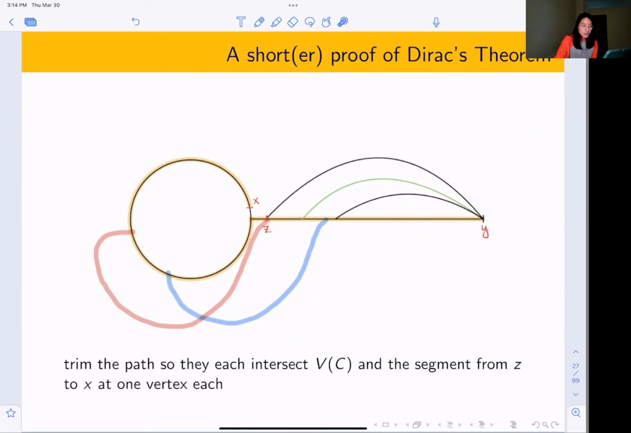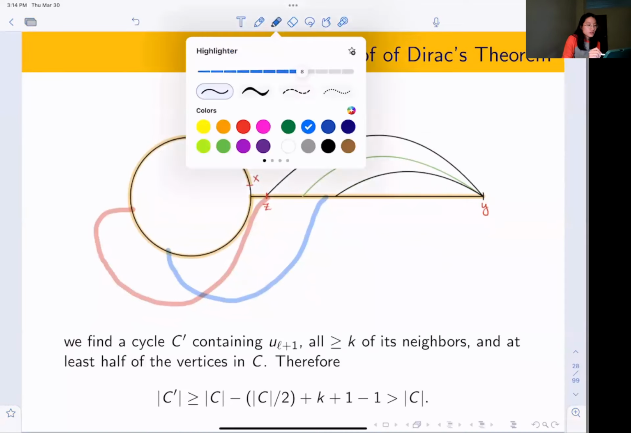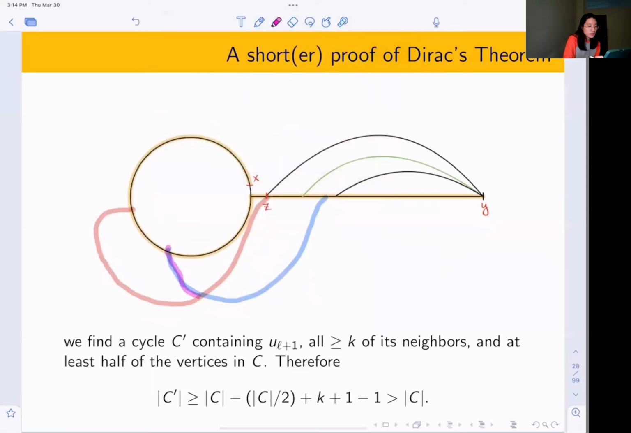Okay. So now we claim that we can find a cycle which contains the last vertex Y, as well as all of its neighbors. So let me draw the cycle. I take this path, I go all the way to Y, and then I go to the neighbor of Y that appears as close to this endpoint as possible. Okay, then I go to Z, go around this red segment. And then to complete the cycle, I have two choices of how I can travel along C. So I go along the longer segment.